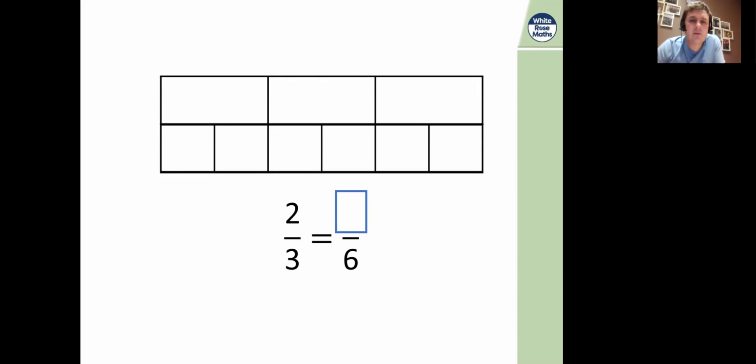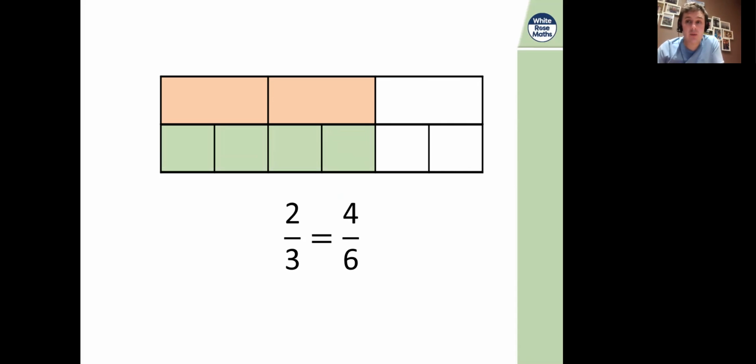Well, on there, we have 2/3. How many sixths would that be if I use the other bar model to represent it? I can shade them there and count them up. You can see that it'd be equivalent to 4 sixths. Well done if you got that one right.